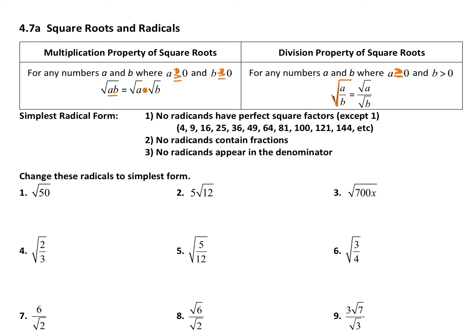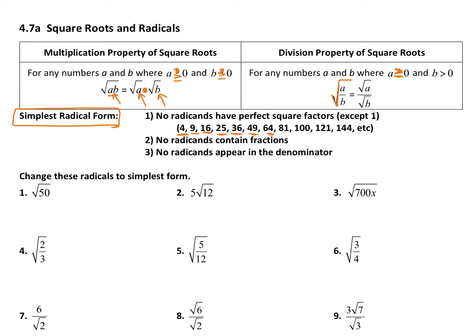Three things. We're putting all of these into what's called simplest radical form. And here are the three things. Your radicands, so your numbers that are under the radical, right? These are radicands, the A, the B, the A, the B. None of those can have perfect square factors. So none of those could have 4, 9, 16, 25, 36. They cannot be divisible by those numbers. And that's the first thing.